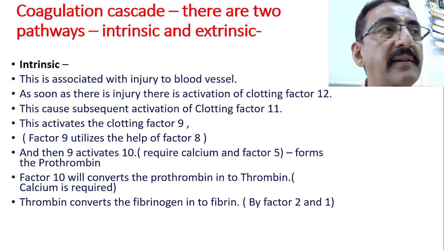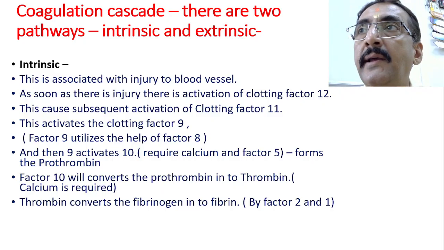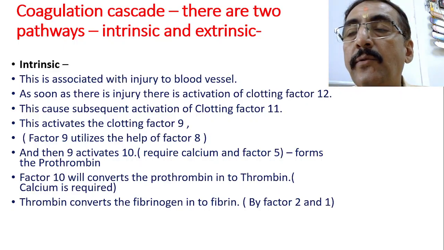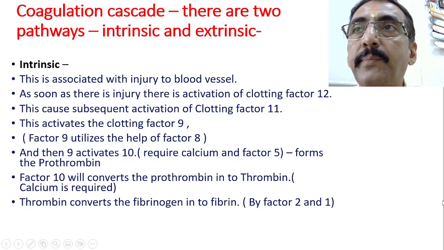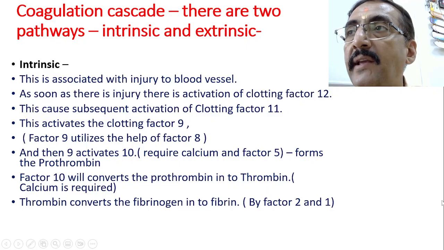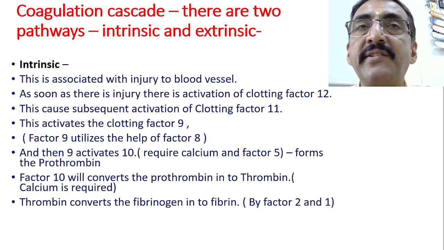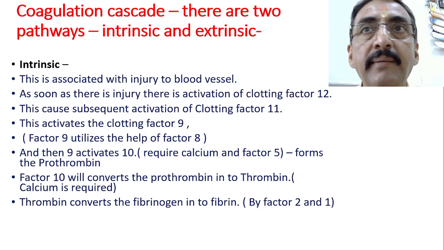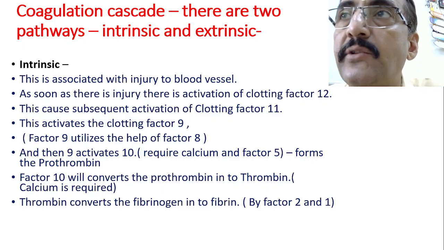Anyway, we have been discussing the coagulation cascade. In the last class we saw the coagulation profile. What are the things that you have to investigate in a coagulation profile? First, we have to identify the intrinsic and extrinsic pathway disorders. For the extrinsic pathway we go for prothrombin time, and for the intrinsic pathway we go for activated partial thromboplastin time.